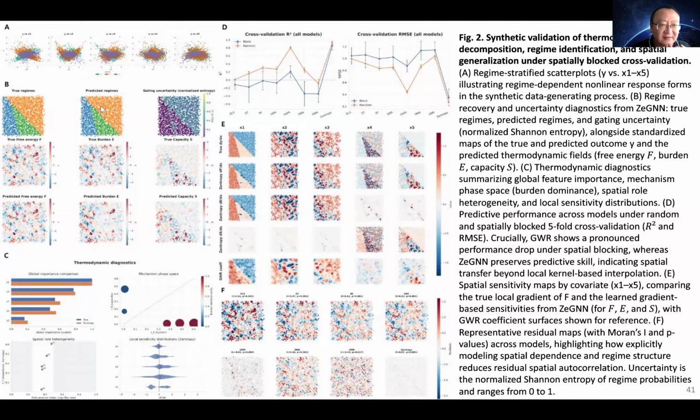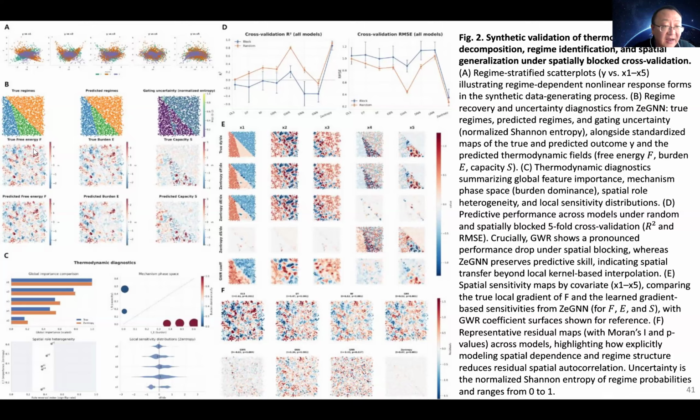And then on the right side, you can see the predicted one. It's very, very close to the true one. And then we have a gating uncertainty, which is based on the normalized entropy here. You can see the high entropy all occurs in the boundary. You can identify this transition boundary spatially based on the entropy.